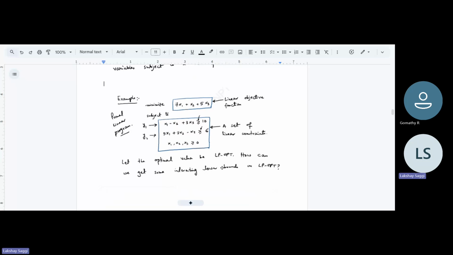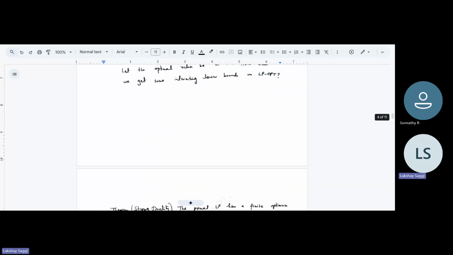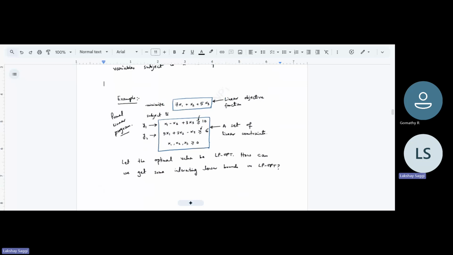Then can we get some interesting lower bounds on LP opt? Suppose this is the problem at hand, that we have to solve this linear program. Can we obtain some interesting lower bounds on LP opt? There were discussions about this in the lecture videos about the dual LP. So this is the initial linear program given to us, called the primal LP, and one can always obtain a dual to this linear program, which is called the dual LP.